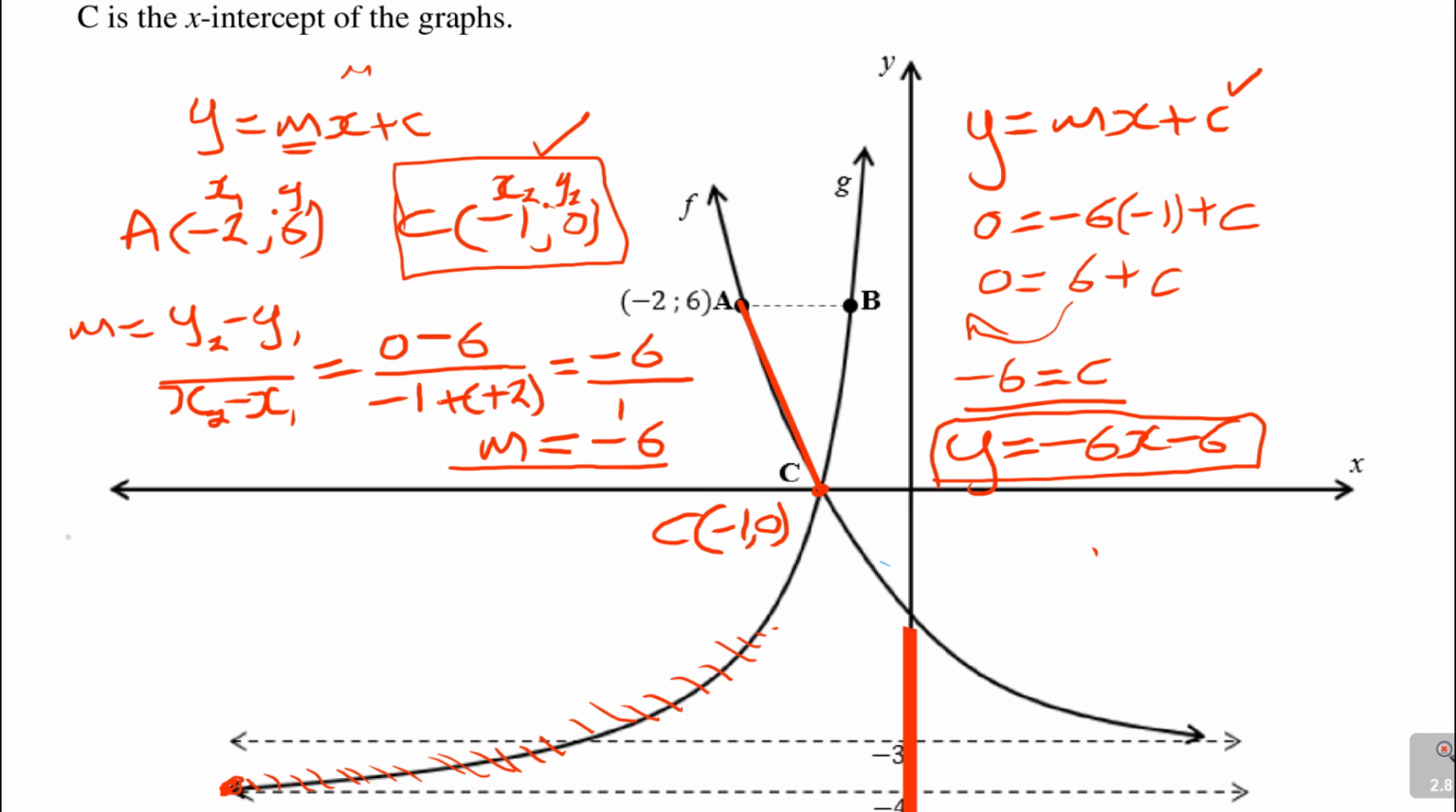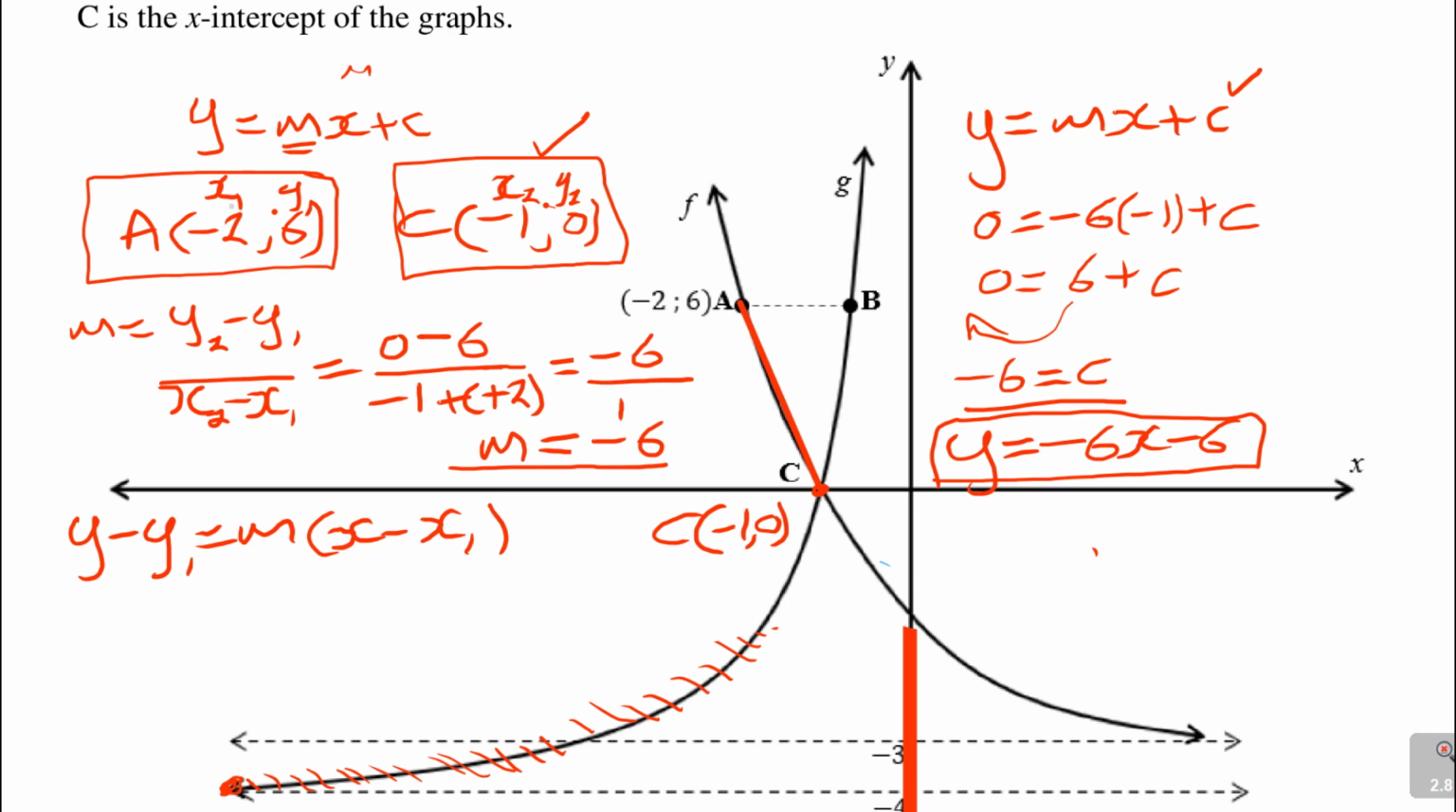And as I said, you can use this equation, y minus y1 is equal to m bracket x minus x1. Stay in the formulas. So you can choose any value. Let's say now we choose instead this one. Let's choose this one. Doesn't matter. Alright, so this will become y minus y1, which is 6, is equal to m, which was minus 6, bracket x minus x1, which is minus 2.